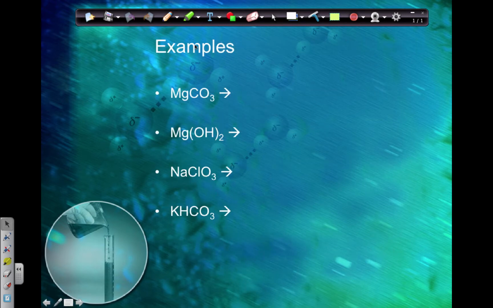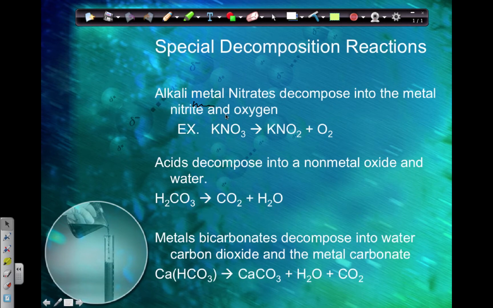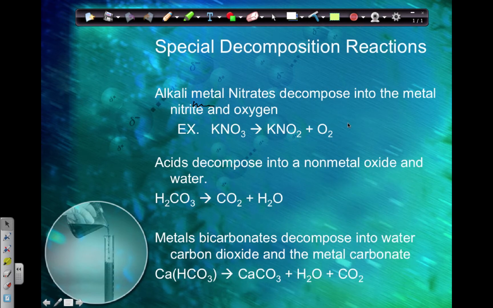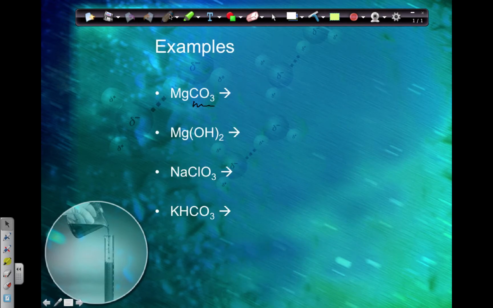All right, so let's look at this. So basically, you just need to refer to your rules. So a metallic carbonate, it has carbonate in it. So let's look for the rule for metallic carbonates. Well, it says that it's going to produce a metal oxide and carbon dioxide. So I know I'm going to make carbon dioxide and then a metal oxide. So what is the metal in this case? Well, it's going to be magnesium. So magnesium bonding with oxygen. Charges cancel, so it's just MgO.